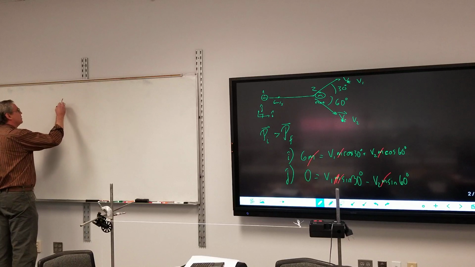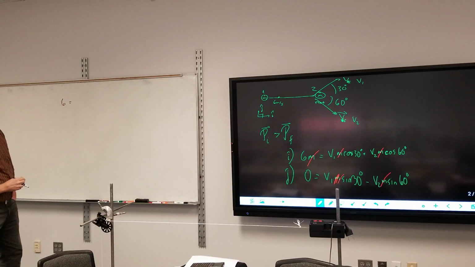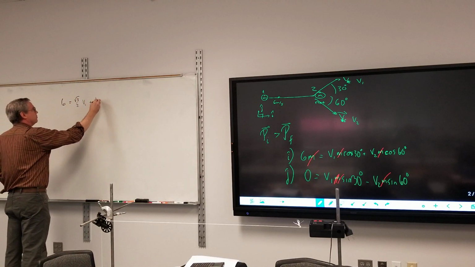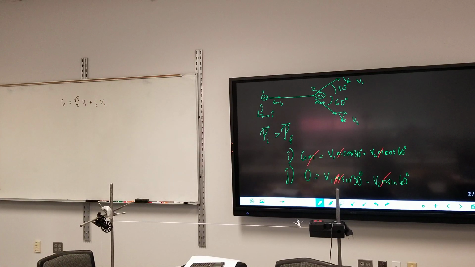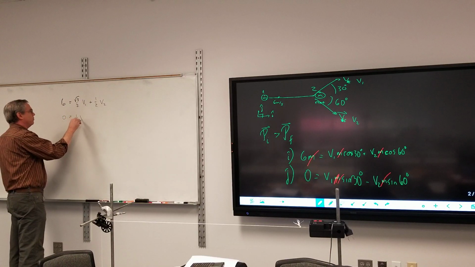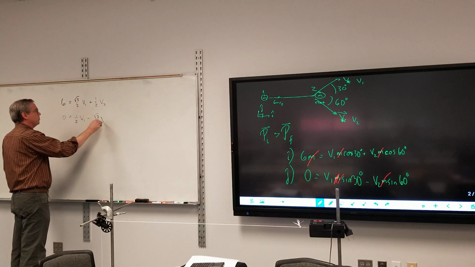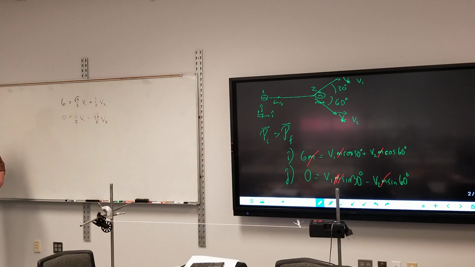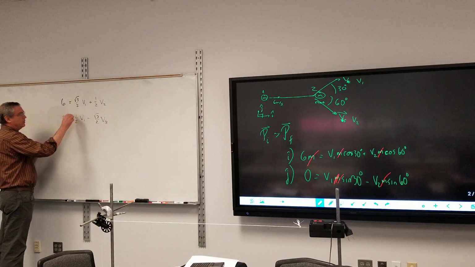So we have 6 is equal to square root of 3 over 2 v1 plus 1/2 v2. And 0 is equal to 1/2 v1 minus square root of 3 over 2 v2. How do you want to solve it? Substitution, solve simultaneously, matrices, determinants, Cramer's rule. We need to do substitution. Substitution. All right. So I multiply everything by 2 here.